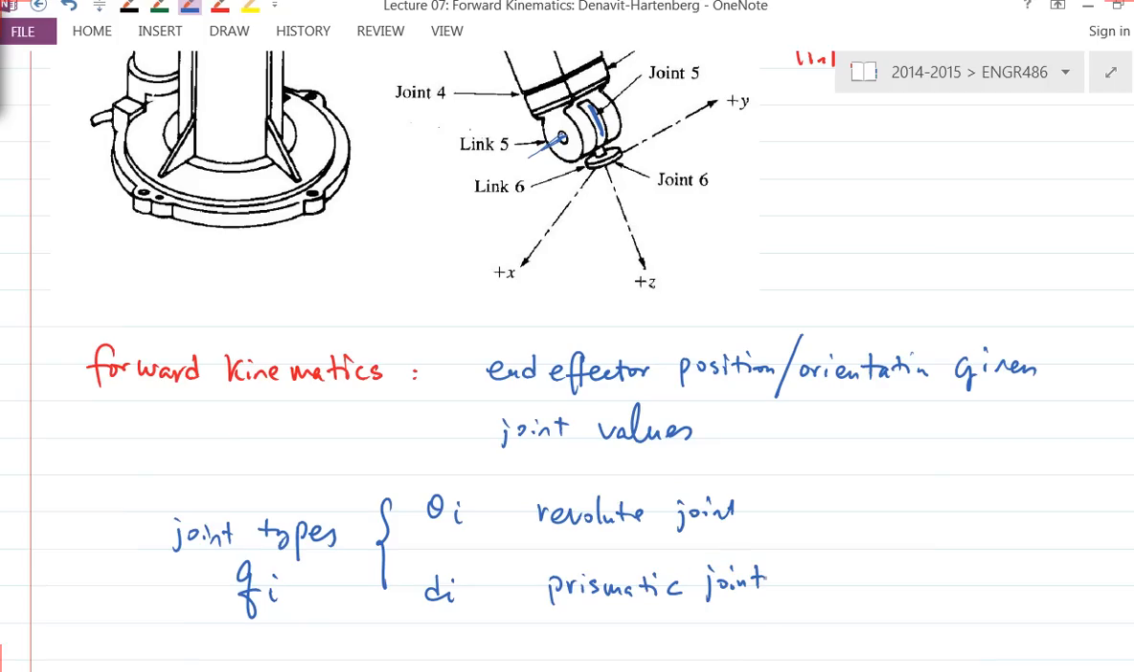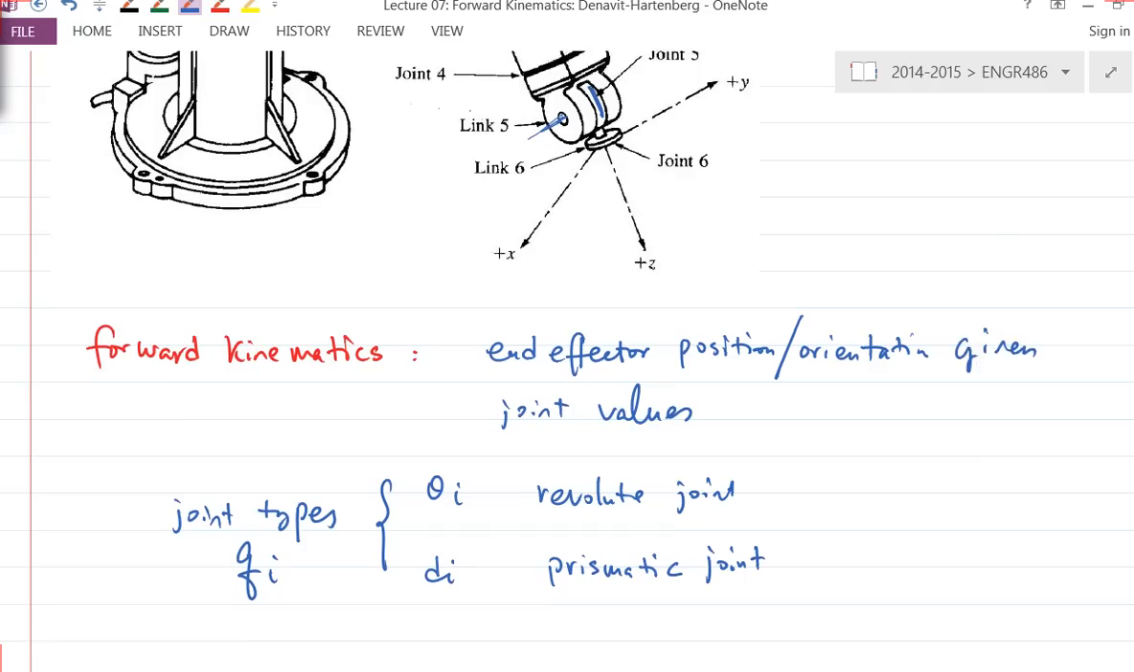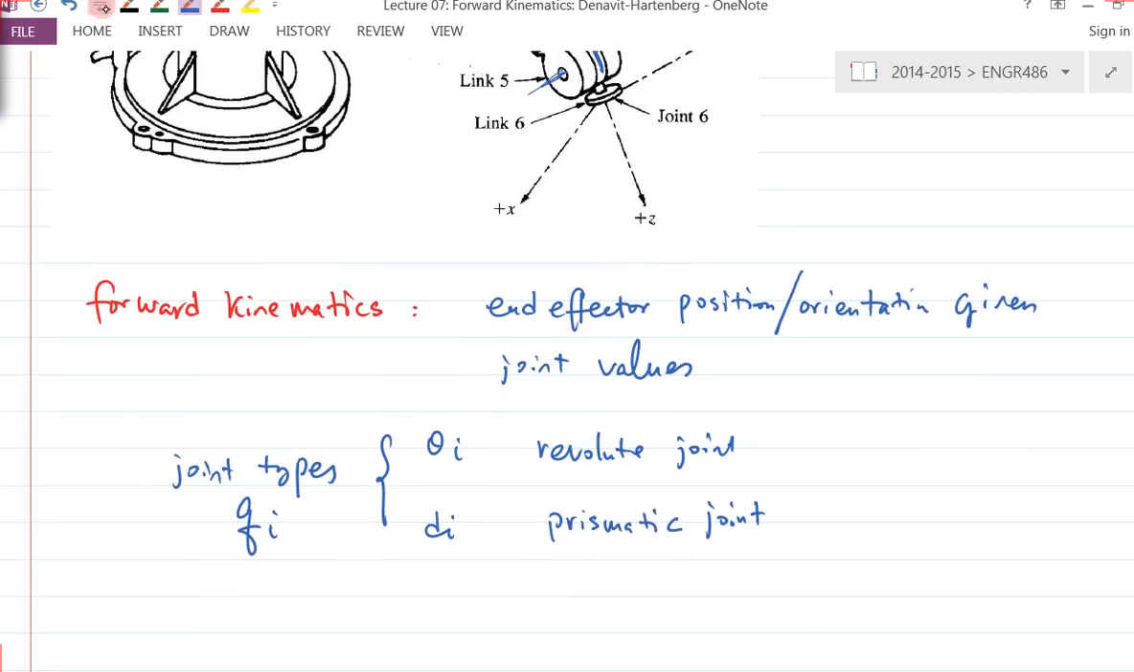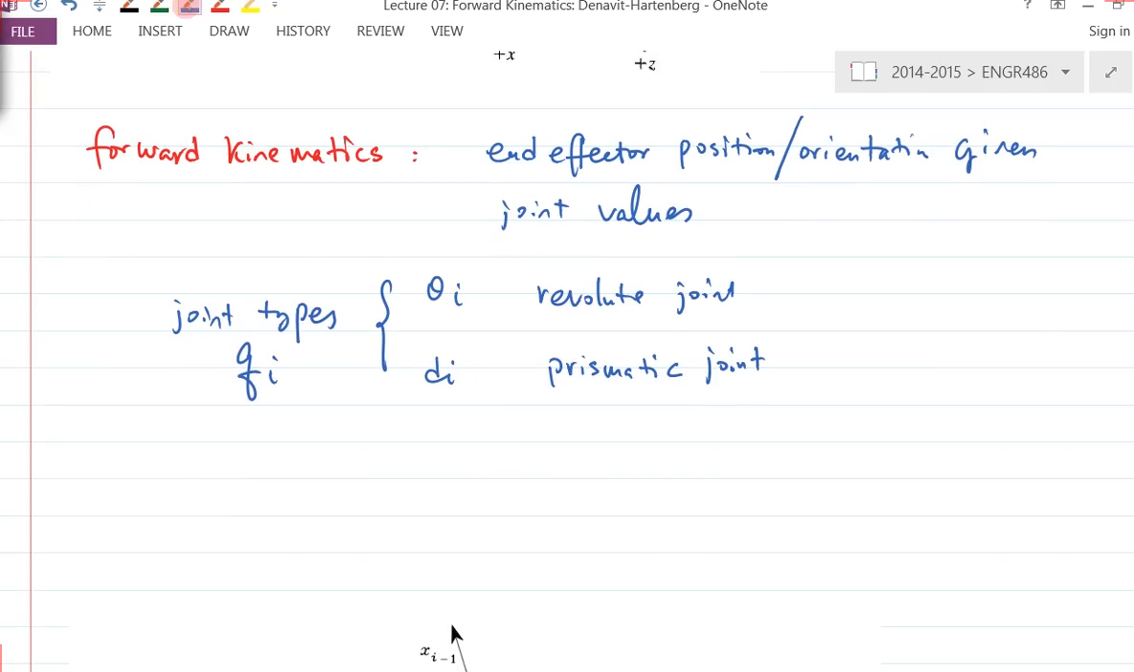Okay, so now the question basically is, how do we describe the forward kinematics? Now forward kinematics, if you remember, there is one very easy way to describe it, which is the homogeneous transformation matrix. So we said the forward kinematics in the end is what we want: the position and orientation. That's what we want in the end.